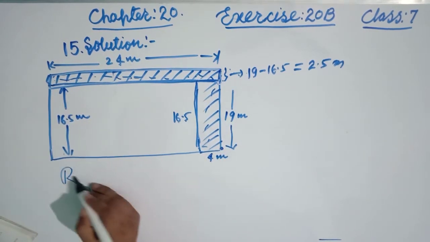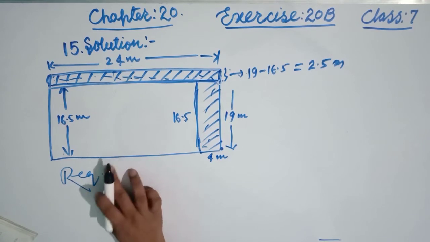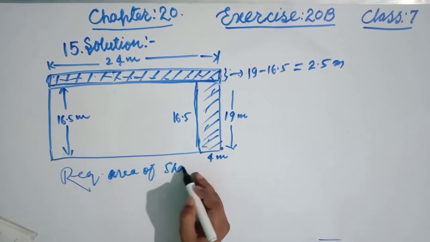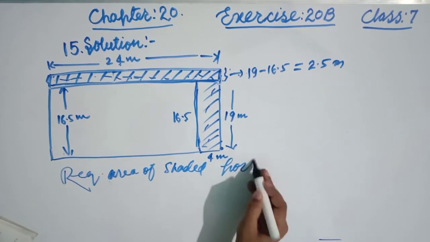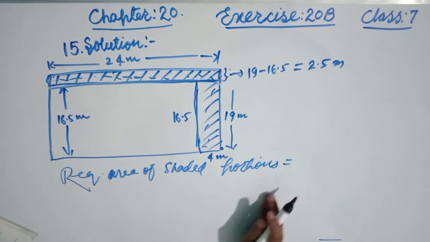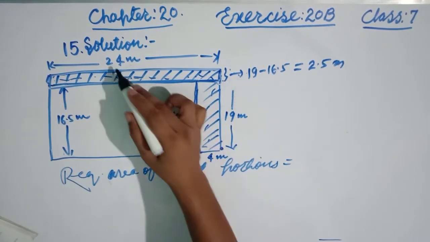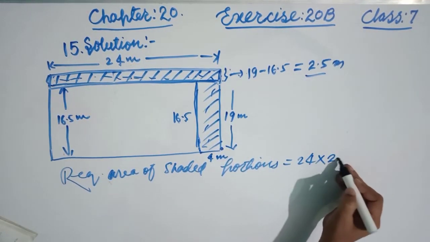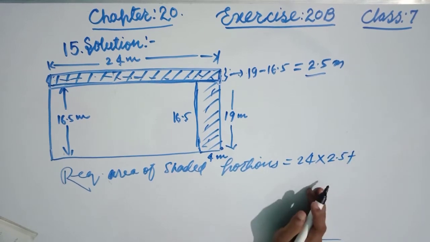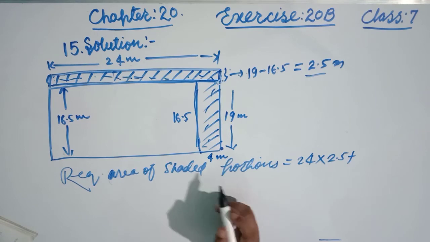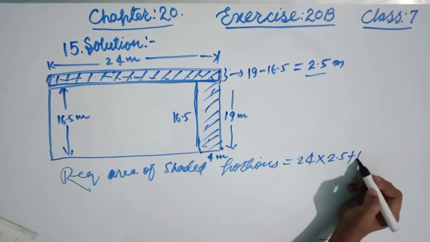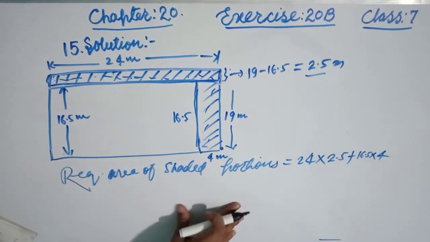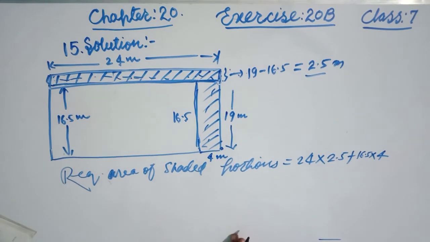Now friends, the required area of the shaded portion is very simple. This is length 24 multiplied by breadth 2.5, plus this portion, length 16.5 multiplied by 4. Now calculate and we will get the answer. I hope friends you are getting it.